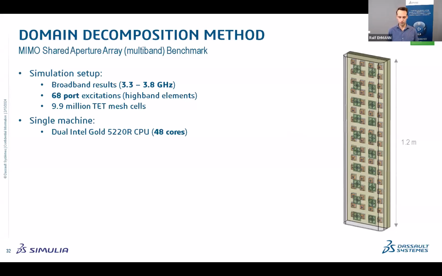So as I said, it's a shared aperture. We're looking just at the high band elements, and we're looking at about 9.9 million tet mesh cells. So for a direct solver, this is out. It's not going to be possible, but we make use of domain decomposition, and we run this on a single machine. So a single machine with 48 cores. Of course, it's a good processor, but the point is this is a really large model.